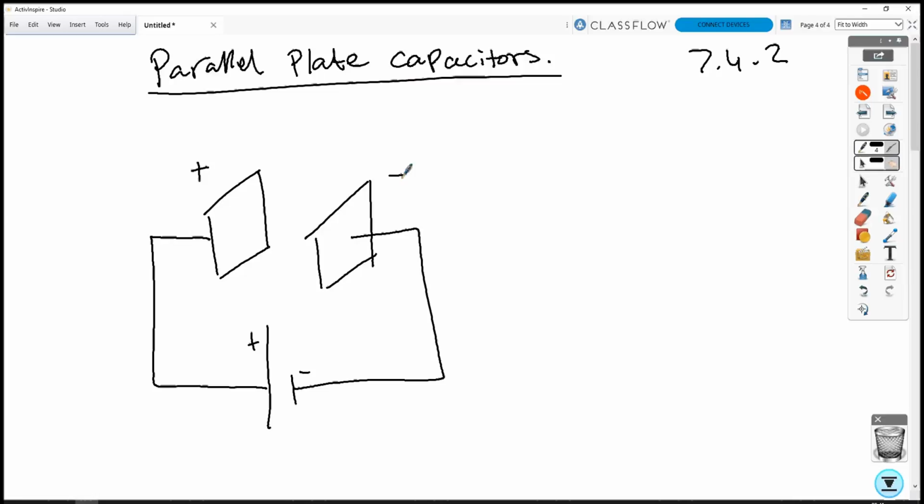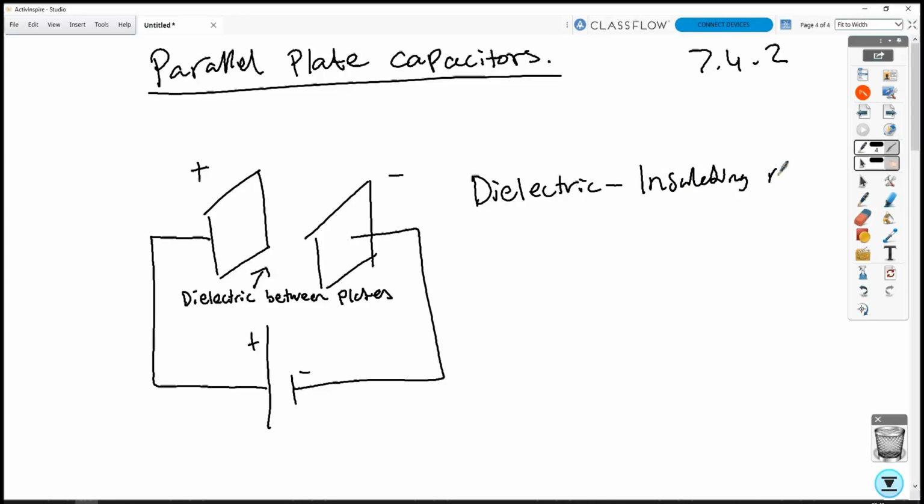Now, to increase the capacitance of a capacitor, rather than leaving it filled with air in between the 2 plates, what we do is we put something called a dielectric in between, which is an insulating material. So we put a dielectric between plates. And the dielectric is our insulating material, which increases capacitance.